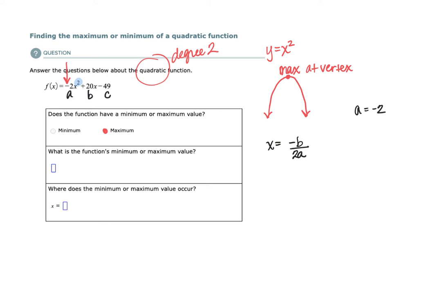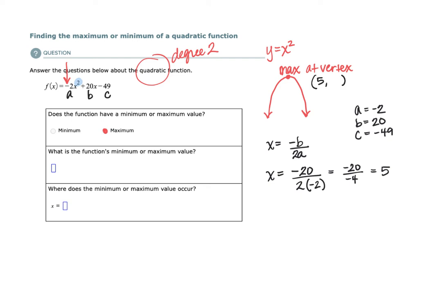b is the coefficient of the x term, which is a positive 20. And c is the constant, the number that does not have a variable. In this case, that is negative 49. So x is equal to negative b, or the opposite of b, so that would be negative 20, divided by 2 times a, 2 times negative 2, which is negative 20 divided by negative 4, which will give us positive 5. Now remember, this is the x-coordinate of the vertex.